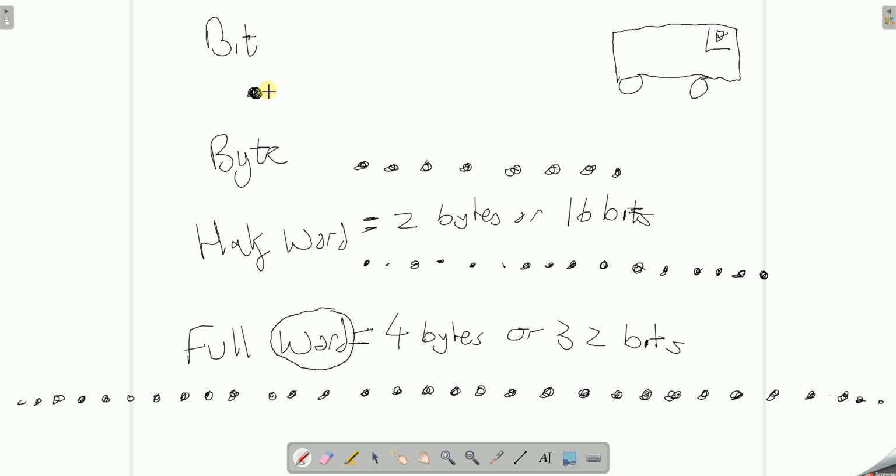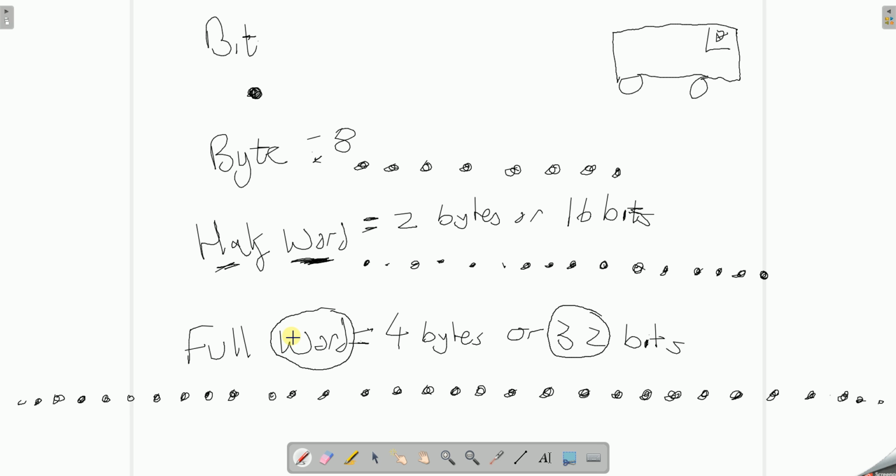Okay, you know what a bit is. You know what a byte is. It's 8 bits. Now, a new concept for you to know is that you can actually have something called a half word, which is basically 2 bytes, or 16 bits. You can also have a full word, which is 4 bytes or 32 bits. So whenever you think of 32 bits, you can start thinking it's a full word. Okay, that's just the terminology for it.